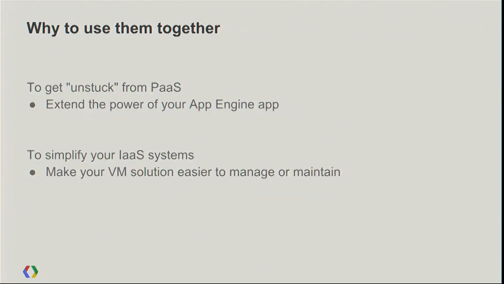So when do you use them together? Sort of a summary. When you want to get unstuck from platform, to extend the power of your App Engine app with some high-performance system that you've built that you want to run on Linux VMs, or to simplify your infrastructure as a service systems, to break out the components that you don't want to manage, you just want them to run all the time, and then you can focus on the logic of that system and then writing the code that goes into your VM.